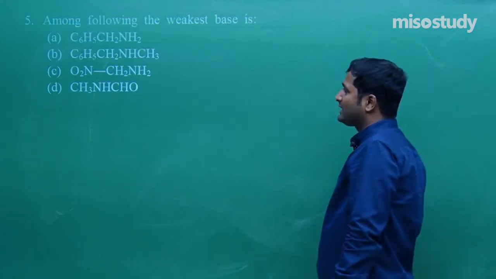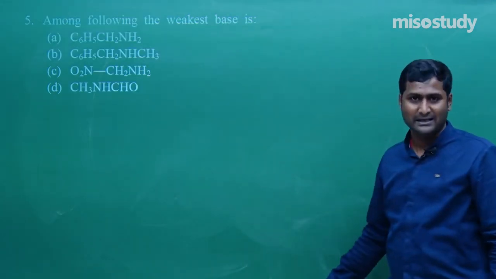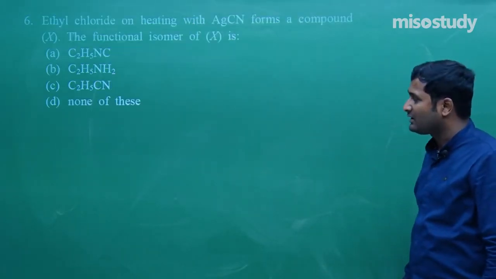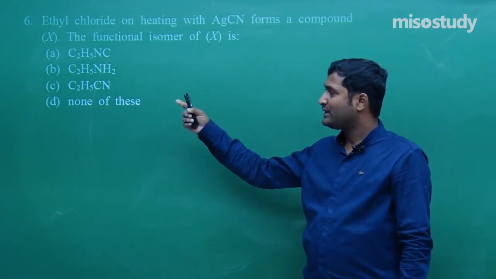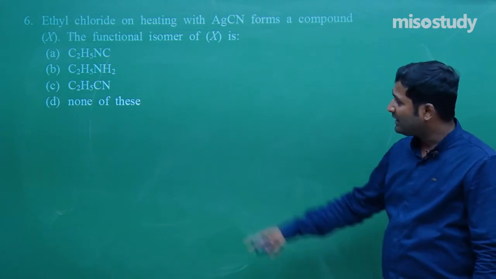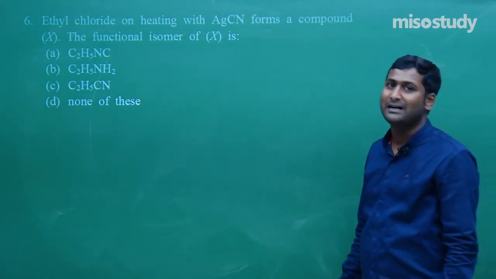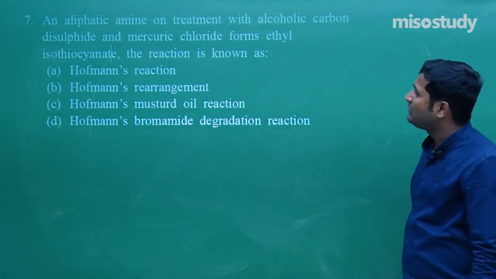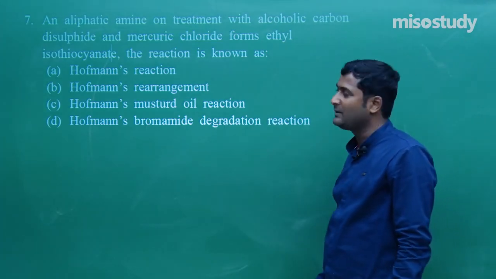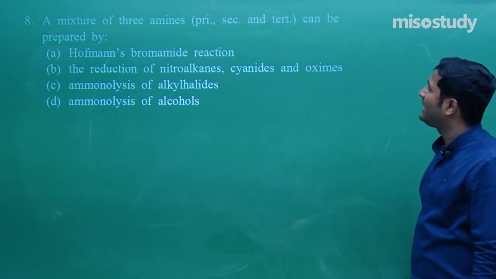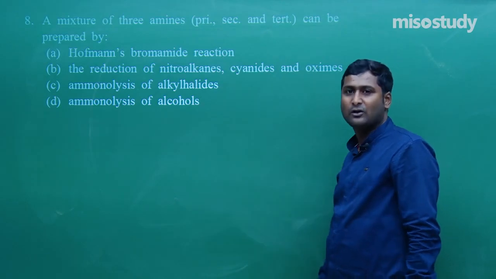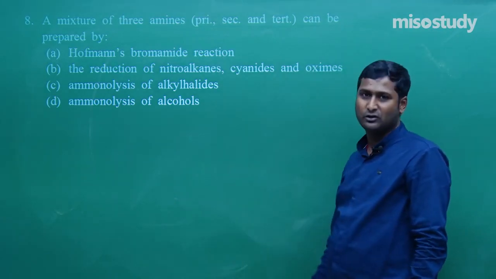For question number 5, C is the correct option, minus I effect here. For question number 6, what is the correct option? Functional isomer: this is C, because the product X is A, but the isomer is C, alkyl cyanide, alkyl nitrile. Now here, as we know, an aliphatic amine treated with alcoholic KOH and chloroform is the Hofmann mustard oil reaction. Now a mixture of 3 amines can be prepared by ammonolysis of alkyl halide and ammonolysis of alcohol. C and D are correct. So this is a multiple choice type question.